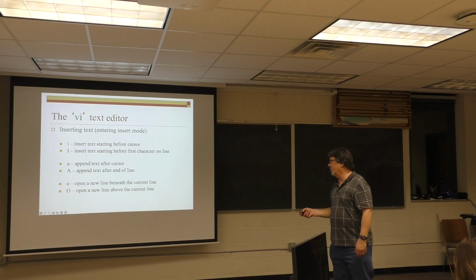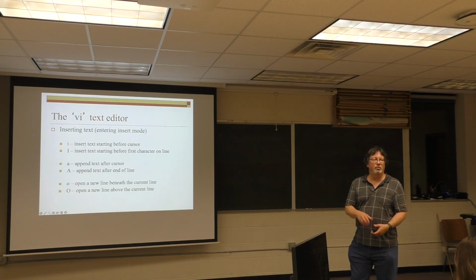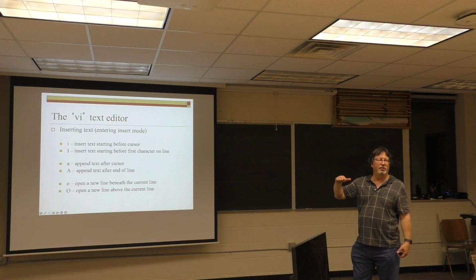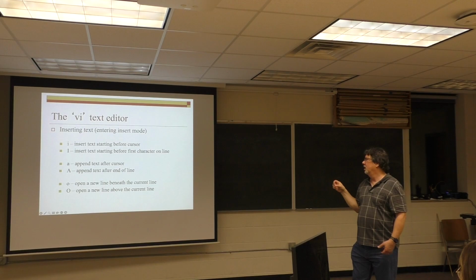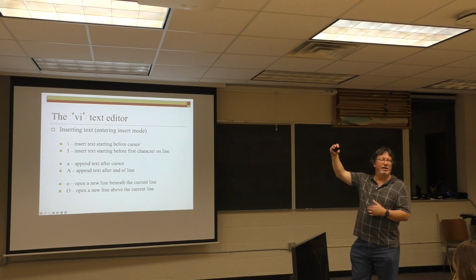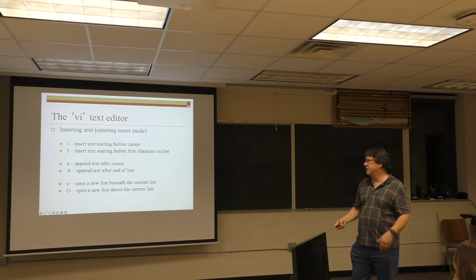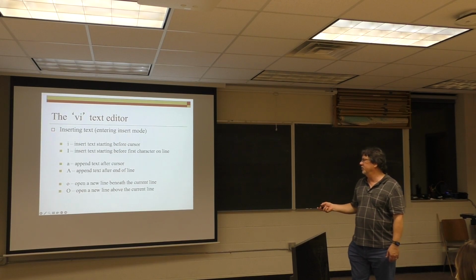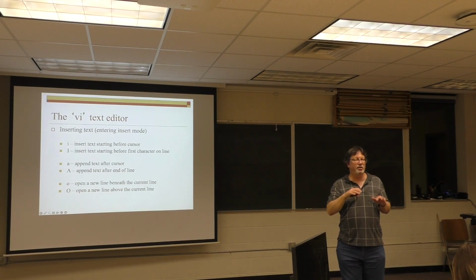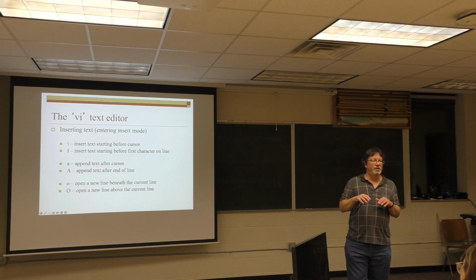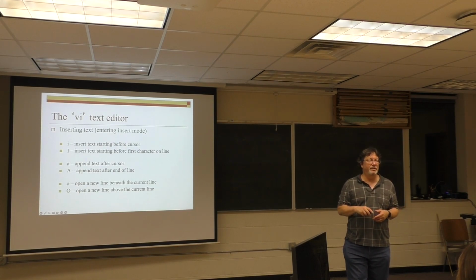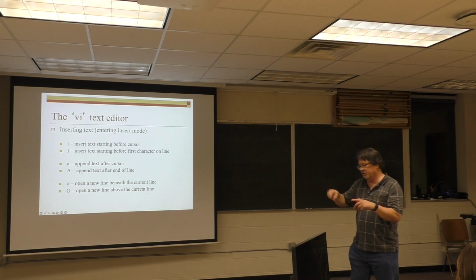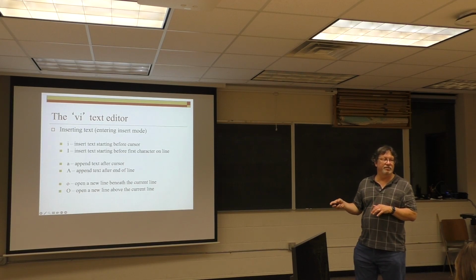A lowercase o will put you in insert mode and open a new line right below the line that you're on. So it'll start a new line below you. A capital O will do the same thing, but in the line above you, where your cursor is. So any of those things will put you in insert mode. Once you're in insert mode, anything you type will just show up on the screen. Escape gets you out of it, and then you're back in command mode. Move the cursor around, hit one of these things to get into insert mode again.